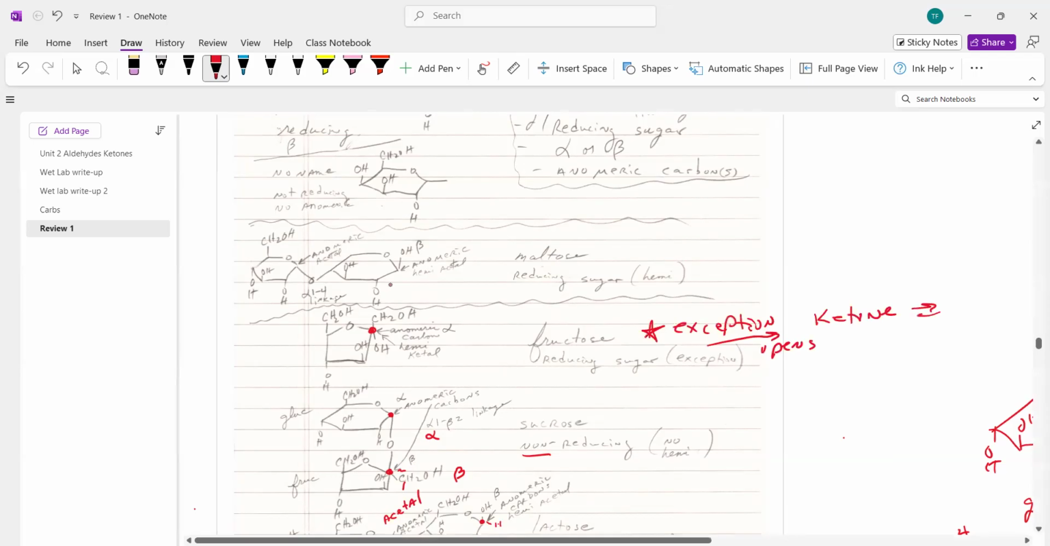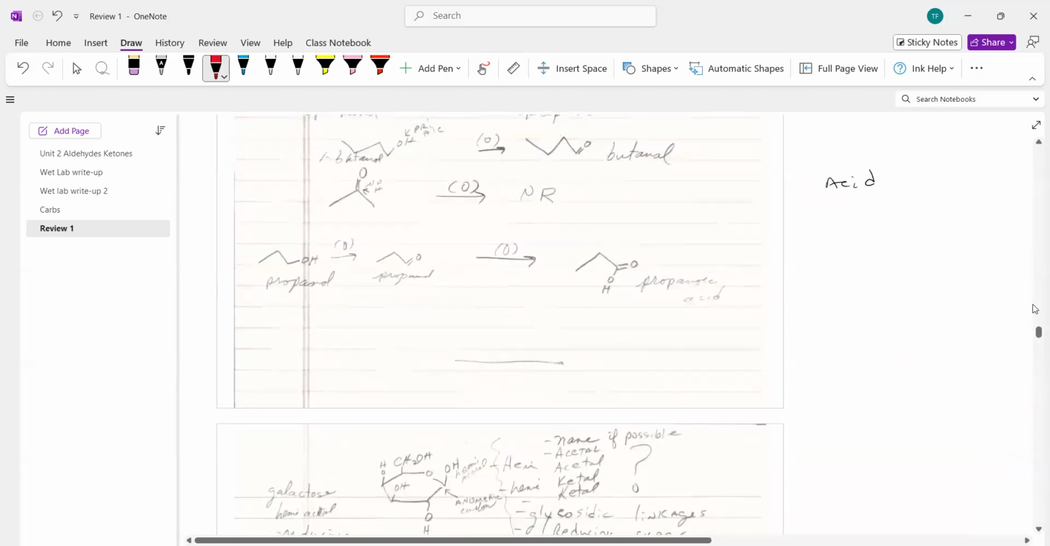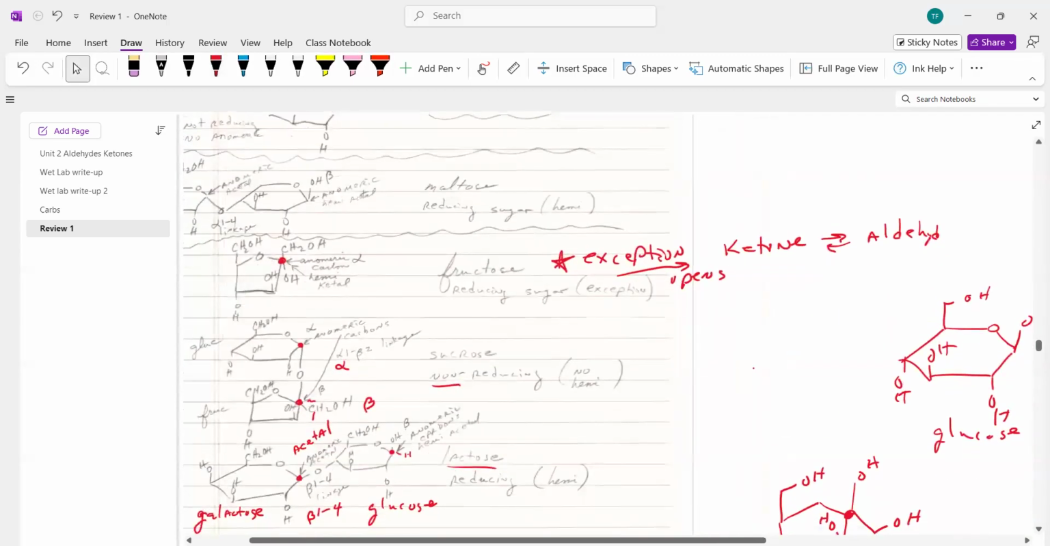And the ketone can interconvert to the aldehyde. And so, because it goes to the aldehyde, it can be oxidized. Because remember, ketones can't be oxidized. If it opens up to a ketone, the ketone part can't be oxidized. But if it interconverts to an aldehyde, it can be oxidized because aldehydes can be oxidized. So that's the only exception to this rule: remember fructose. Okay.